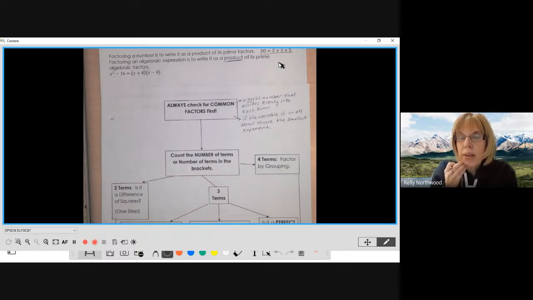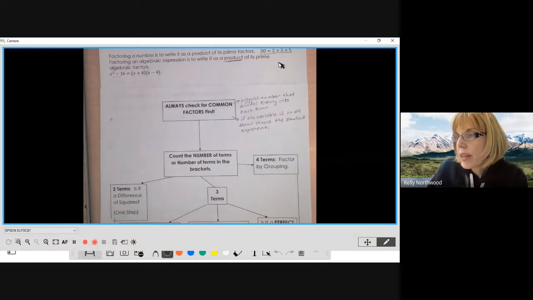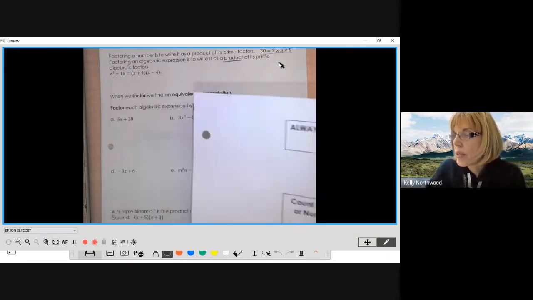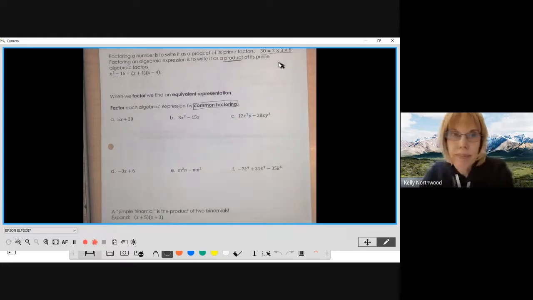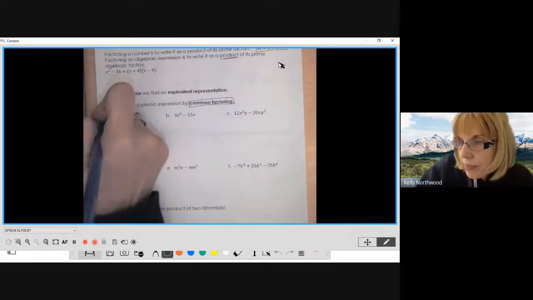And then we'll see how you use it to common factor. So that's what a common factor is. You're looking for what's in common with all of the terms. That's why it's called common factoring. So factor each algebraic expression by common factoring.